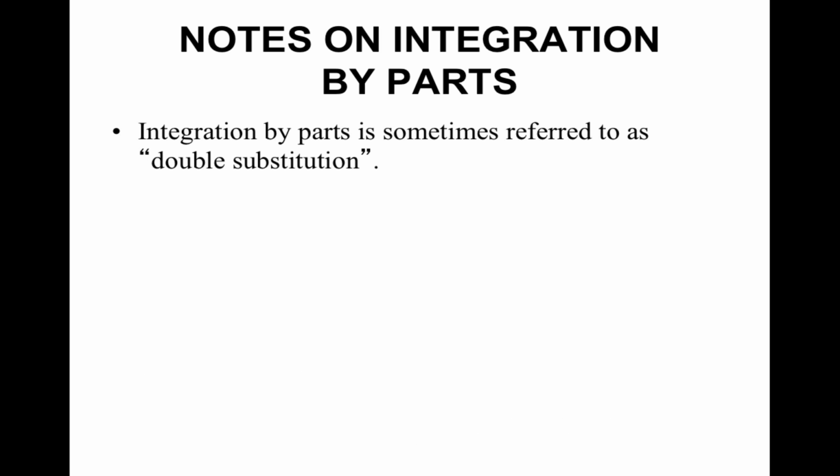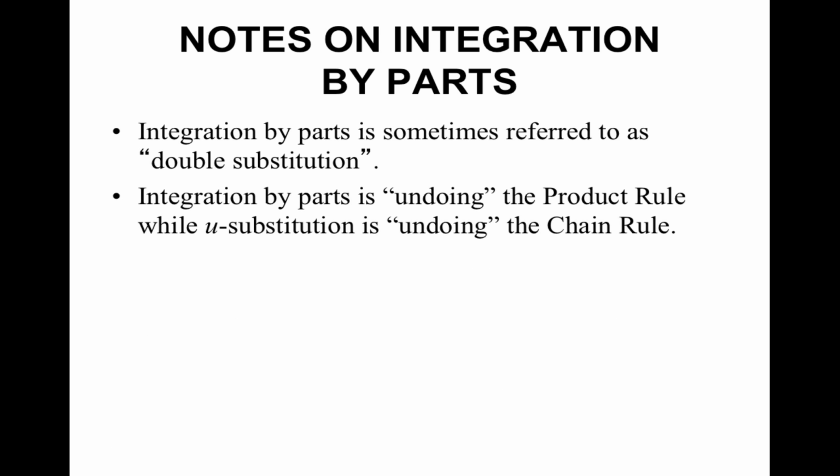A couple things to keep in mind for integration by parts. The first, integration by parts is sometimes referred to as double substitution. The second, integration by parts is undoing the product rule, while u substitution, which is what we did yesterday, is undoing the chain rule.